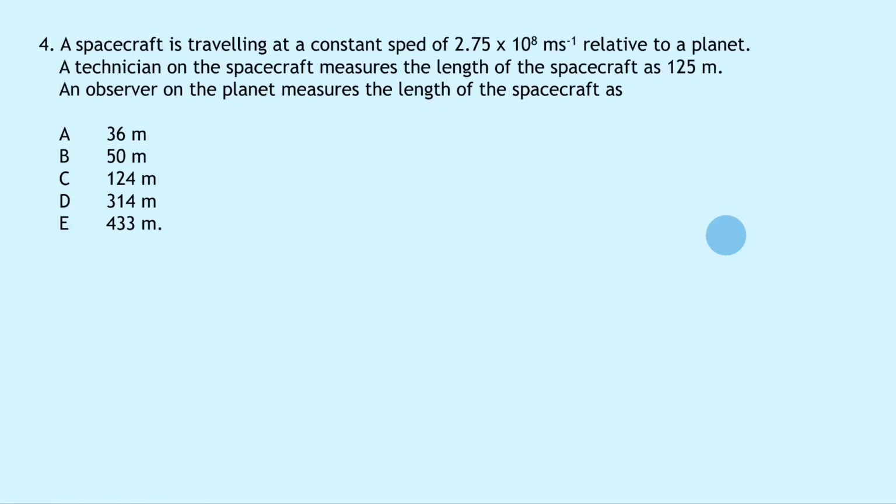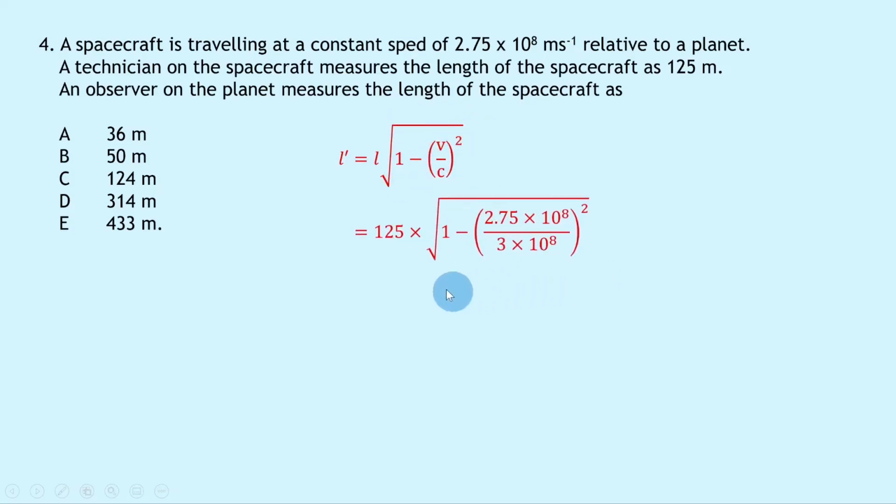So let's write down our equation for length contraction. L dash or prime equals L times the square root of 1 minus (v over c) squared. Let's now sub in our numbers to get 125 times the square root of 1 minus (2.75 times 10 to the 8 over 3 times 10 to the 8) squared. And now we can plug all this into your calculator to get an answer of 50 meters, which is the answer B.